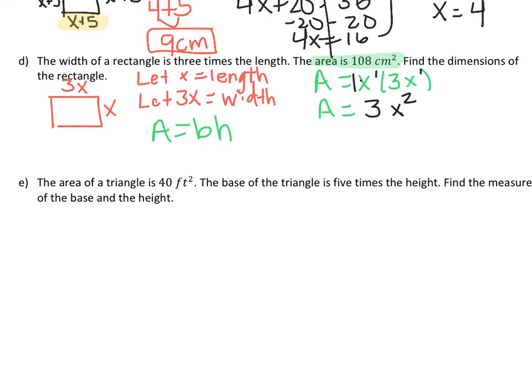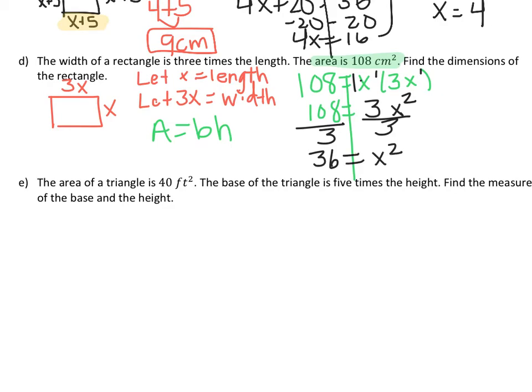Okay? And I did forget to put in our area. We know our area. Our area is 108 centimeters. So 108 equals 3x squared. We need to get x by itself, but the first thing we need to do is get rid of the coefficient of 3. So we're going to go ahead and divide by 3. When we divide 108 by 3, we end up with 36. So 36 equals x squared.